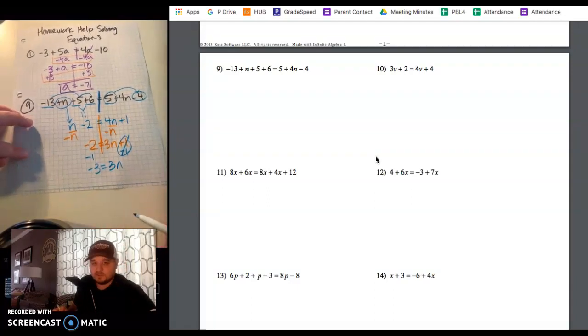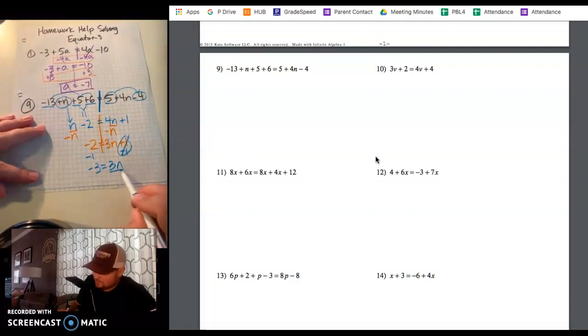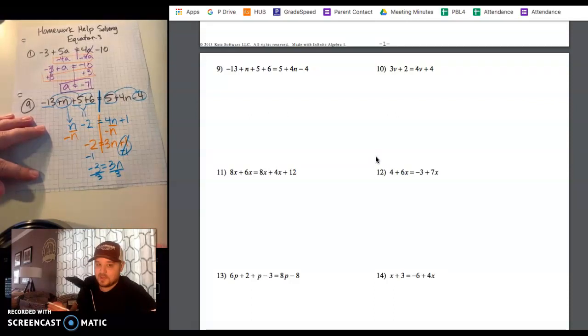Okay, final step here, step 5. This time we do have to do that. Divide by 3 on both sides. You only divide at the very end. A lot of folks try to divide throughout this process as we're combining like terms and as we're moving stuff. That's all addition and subtraction. We don't divide until the end.